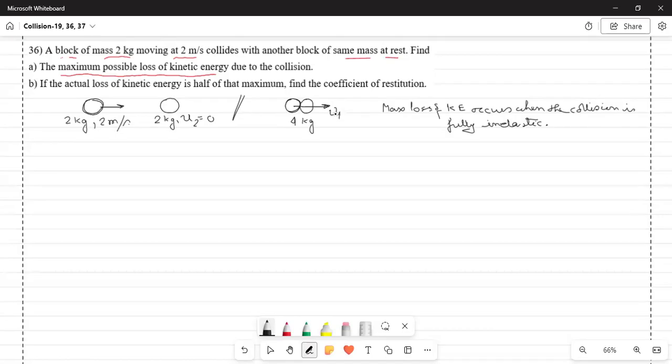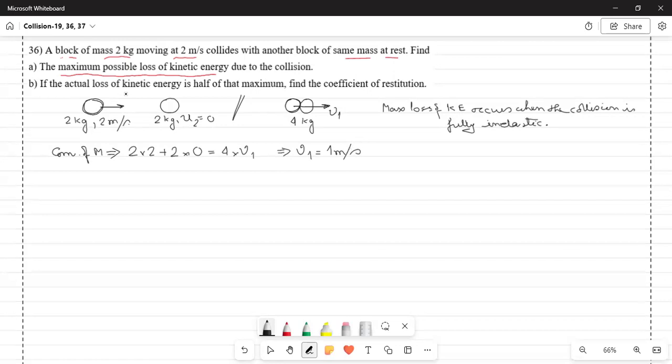Then what do you get from the conservation of momentum? From conservation of momentum, we get mass 2 multiplied by its velocity 2, plus mass 2 multiplied by velocity 0, is equal to mass 4 multiplied by velocity v1. So 4 equals 4 v1. From here we get v1 is equal to 1 meter per second.